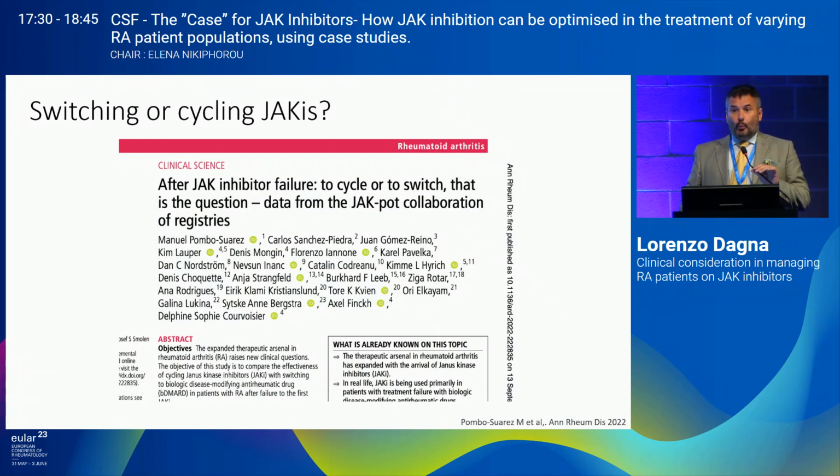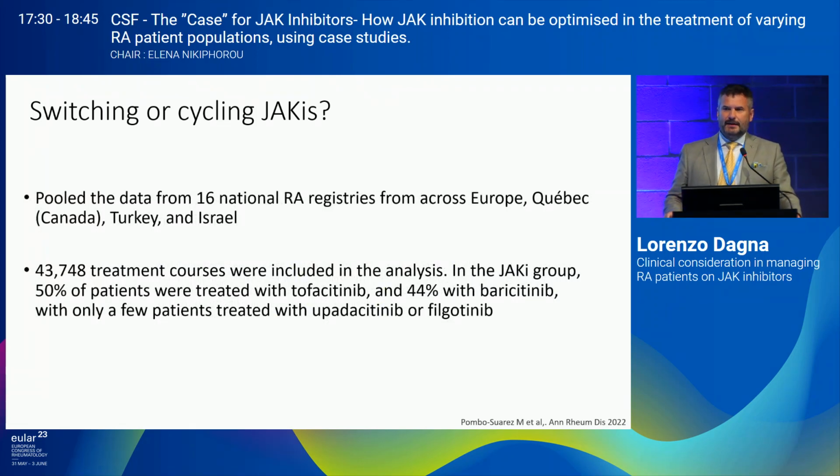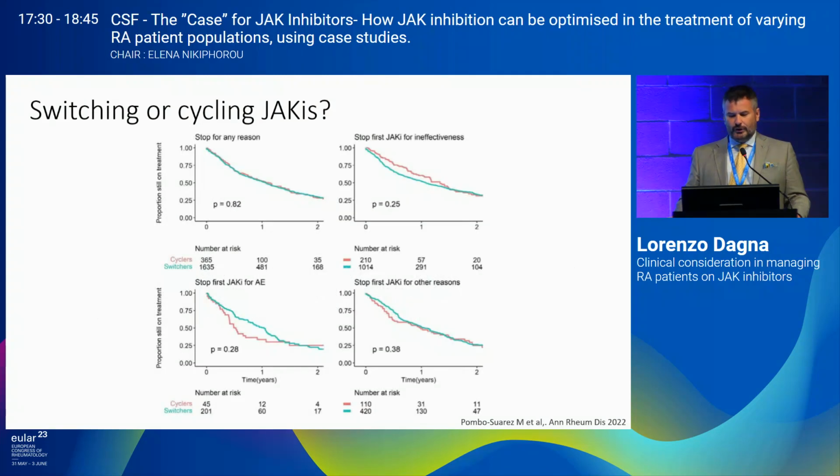And we should consider cycling JAK inhibitors. Actually, the response came from this large observational study, the JAKPOT study, which is made up of 16 registries put together. The analysis of this data, which includes more than 43,000 treatment courses, showed that there's a substantial similarity if you give a patient that is already on a JAK inhibitor another JAK inhibitor, or if you give another mechanism of action. So the efficacy is more or less the same.